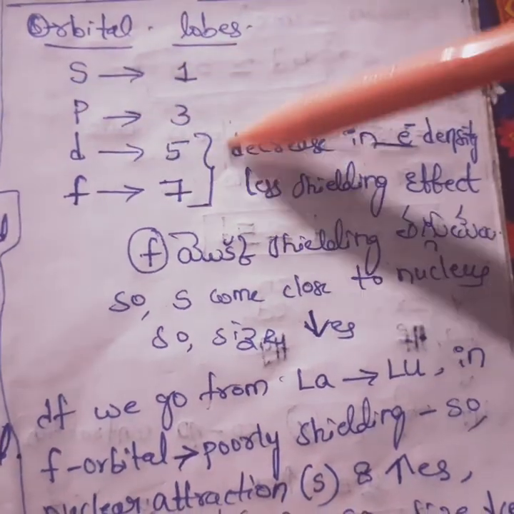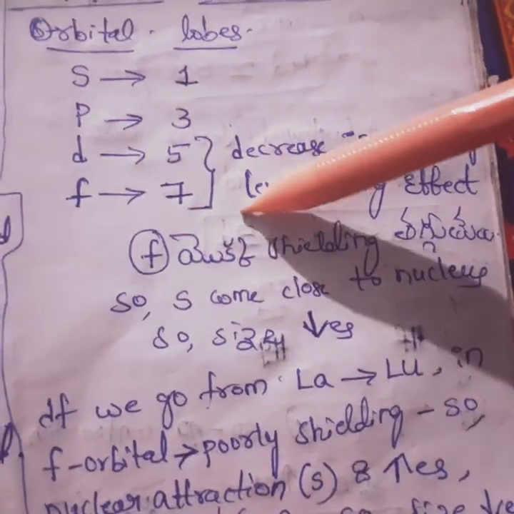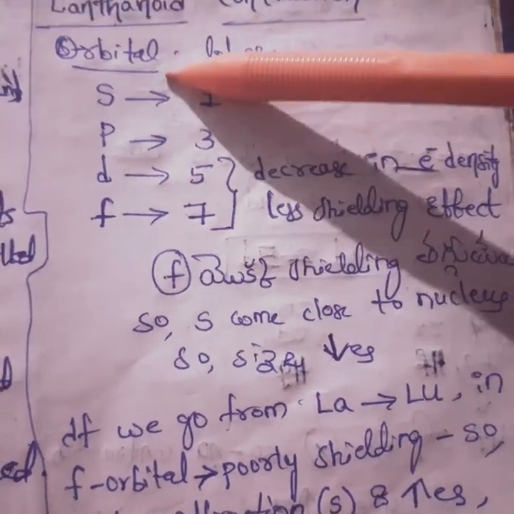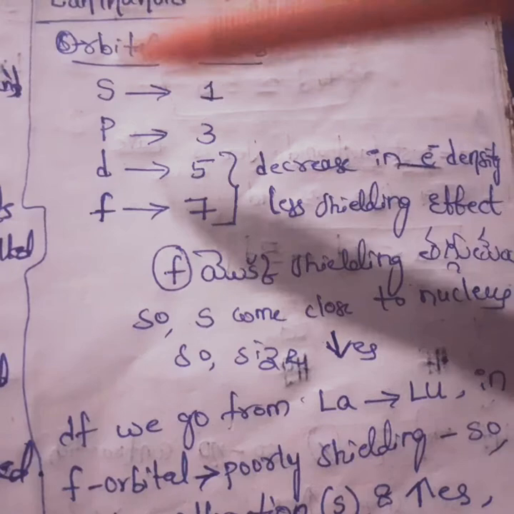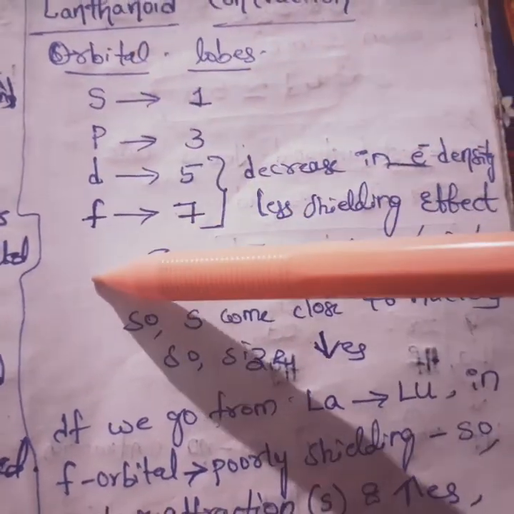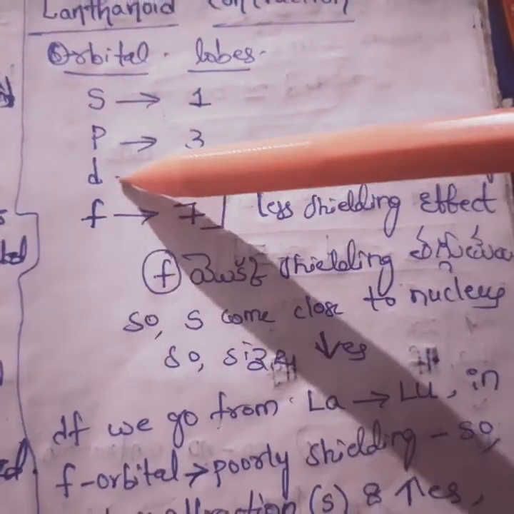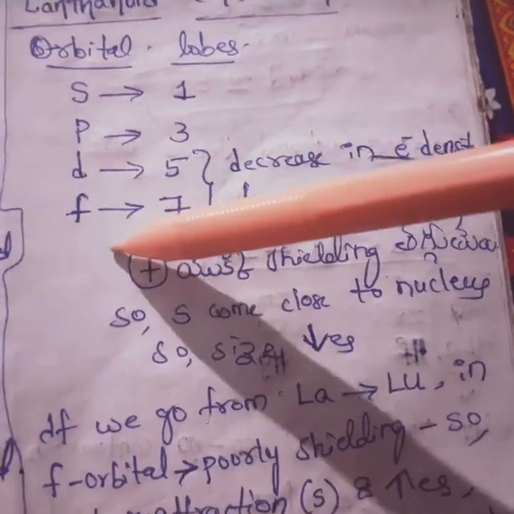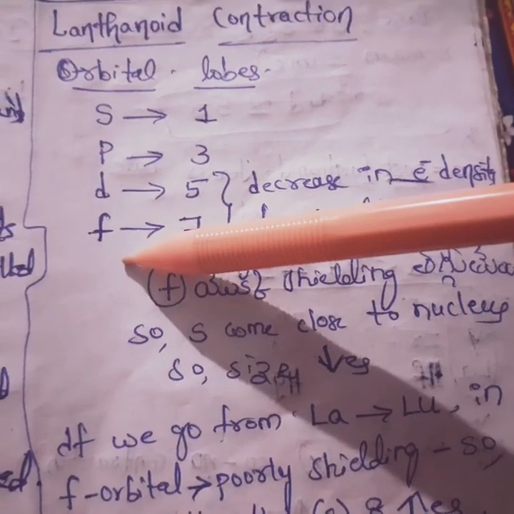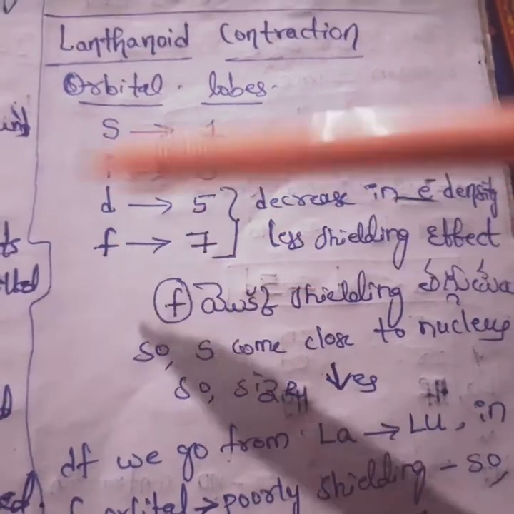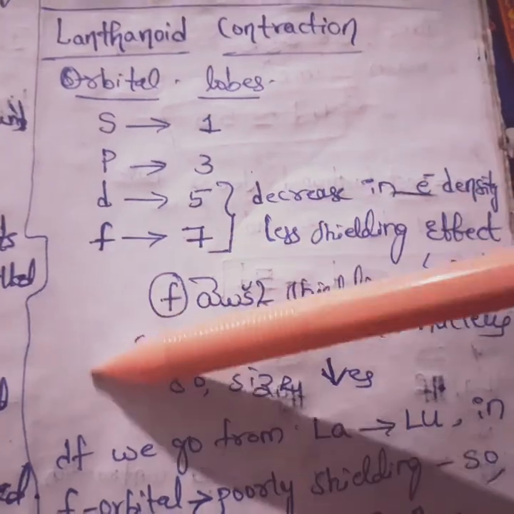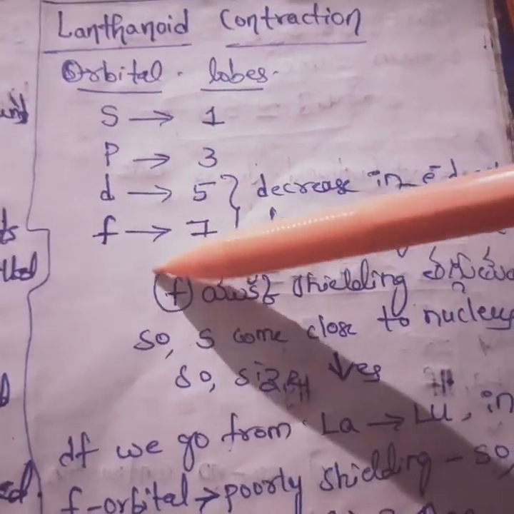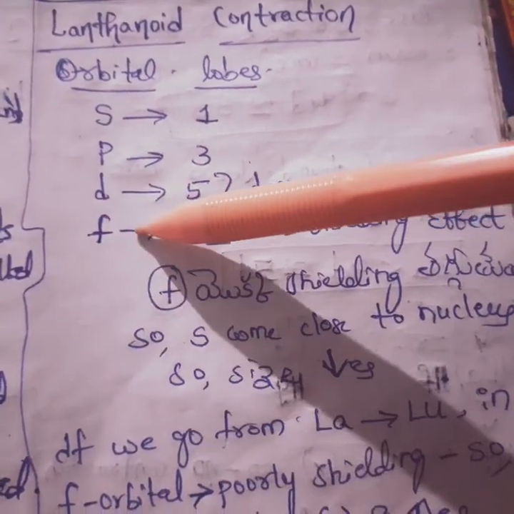We also know that in S, one orbital is present. In P, 3 orbitals are present. In D, 5 orbitals are present. And in F, 7 orbitals are present. We should know one thing, friends: especially this F orbital has poor shielding effect. This is the most important thing, very useful for us to understand this lanthanoid contraction. That is, the F orbital has poor shielding effect. Try to remember this.